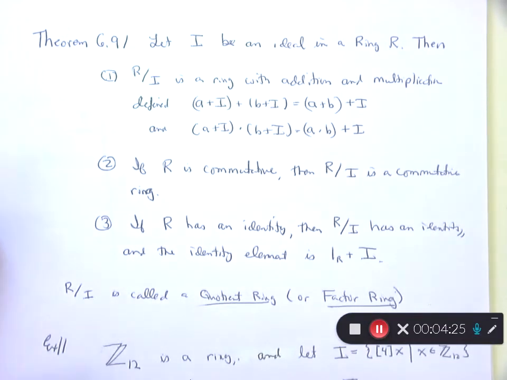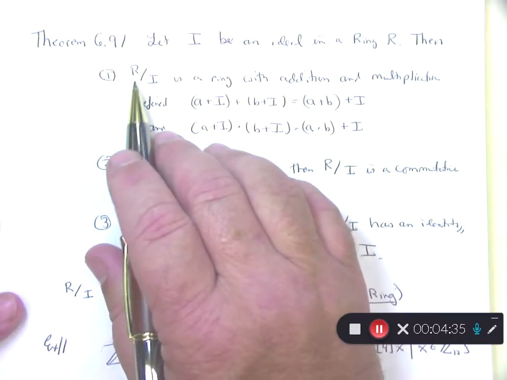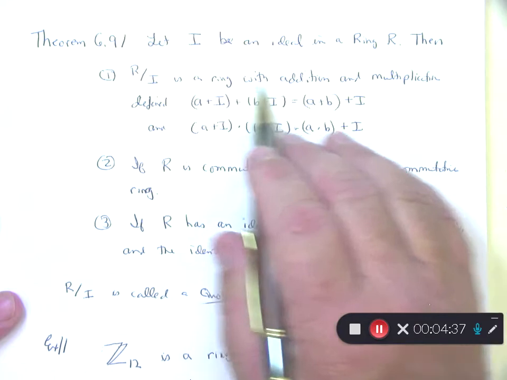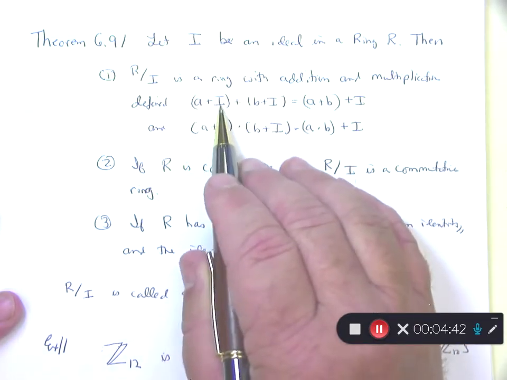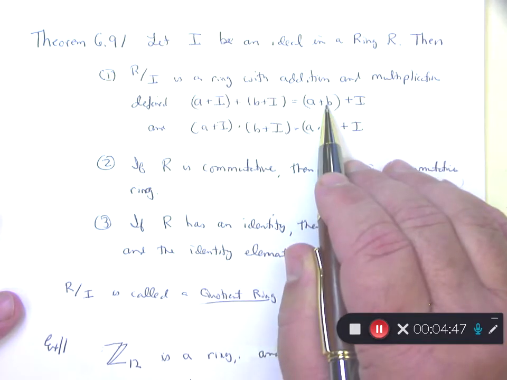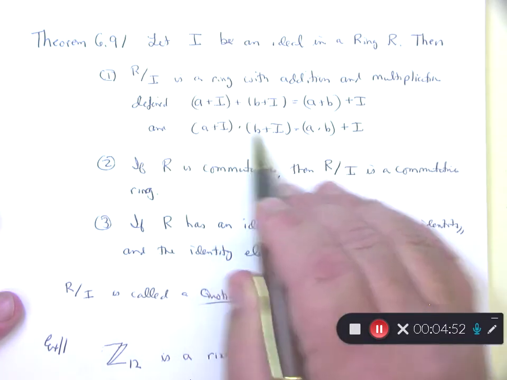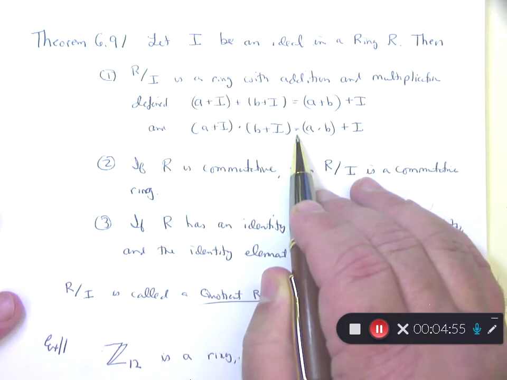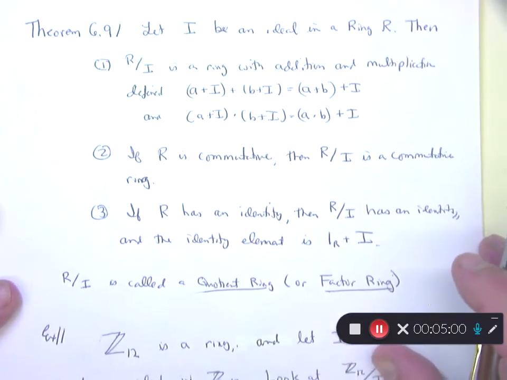Theorem 6.9 says this: let I be an ideal of a ring R. Then, number 1, R mod I is a ring with addition and multiplication defined as we defined before. The coset A plus I plus the coset B plus I is equal to A plus B plus I, as a coset, and the cosets A plus I times B plus I equal A times B plus I as a coset. Now more properties, here's this.